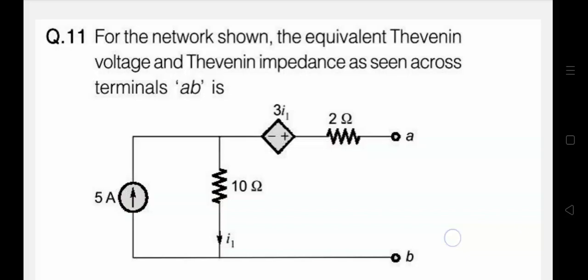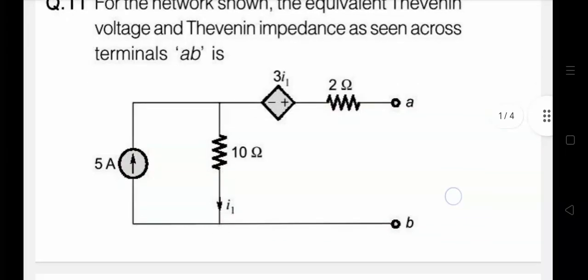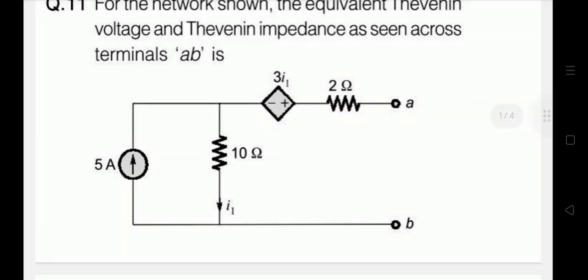Hello friends, let's see the 11th question from Electric Circuits and Network. In this question, we have to find Thevenin's voltage and Thevenin's impedance from the given network. In this network, we can see a dependent source denoted as 3I1.